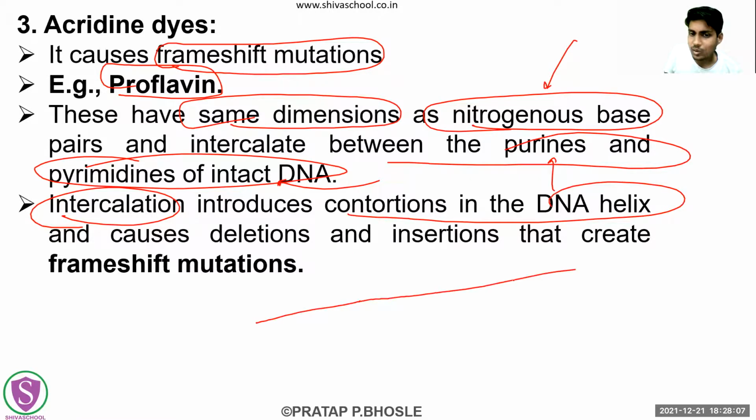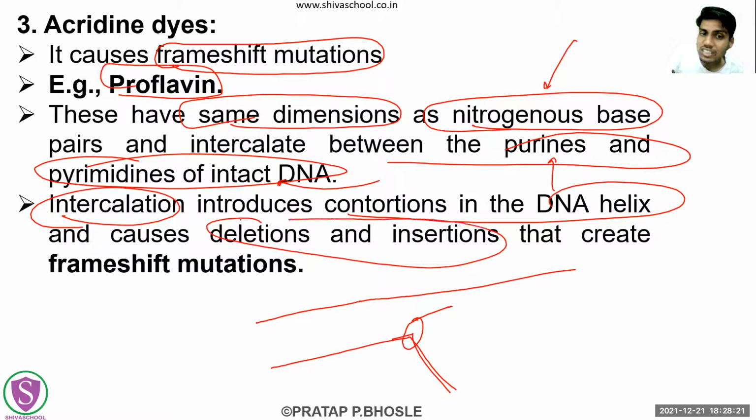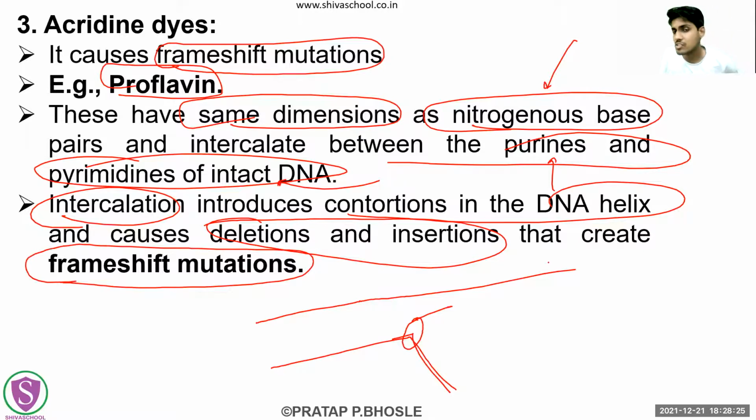Whatever intercalates, suppose here this acridine dye got incorporated, that will create a kind of contortion in that DNA. That kind of contortion or problem will create deletions and insertions in the DNA. If deletions or insertions happen because of that acridine dye, then ultimately it will cause a frame shift mutation.